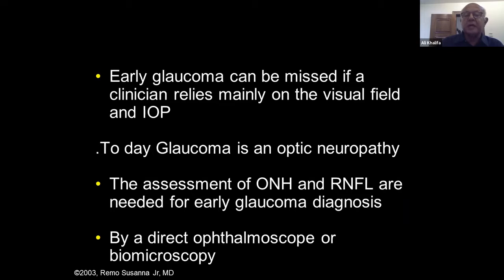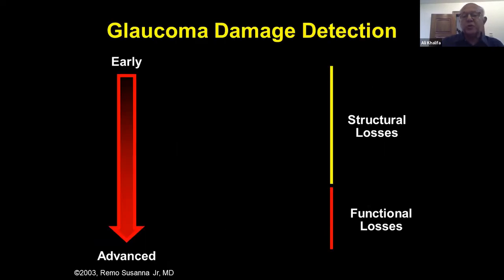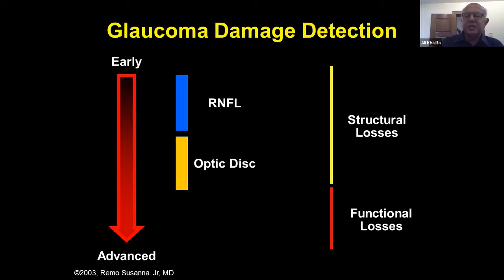Today, glaucoma is an optic neuropathy. Therefore, it is logical that you diagnose glaucoma from the optic nerve head. The assessment of the optic nerve head and retinal nerve fiber layers is needed for early glaucoma diagnosis. And by a simple direct ophthalmoscope or biomicroscopy or a fundus picture of the optic nerve, you can detect glaucoma. As we all know, structural changes occur before functional changes. Retinal fiber layer loss occurs first, then the optic disc changes occur, and lastly, the short automated perimetry changes.